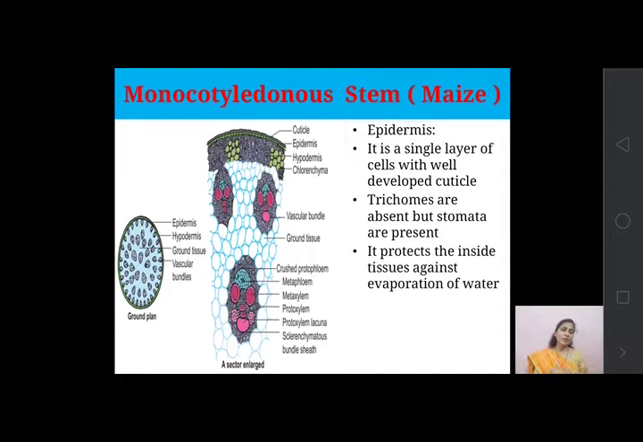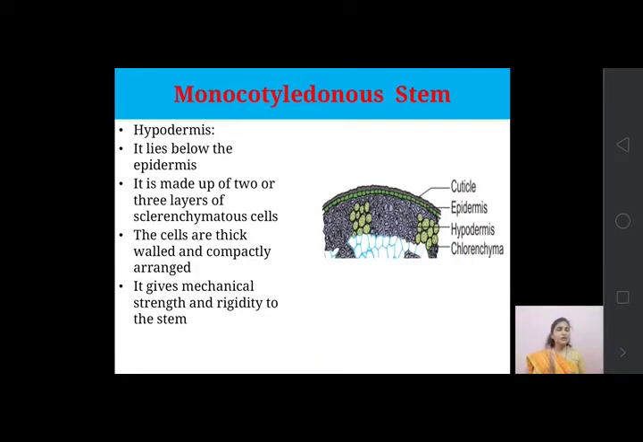Now next to the epidermis, you can see in the figure that there is a dark patch. This dark patch contains the collenchymatous tissues. Yes, this dark patch you can see in the figure, just below the epidermis, and in between this patch there are some green cells present. So this dark colored patch is made up of collenchymatous tissue and it is known as the hypodermis.